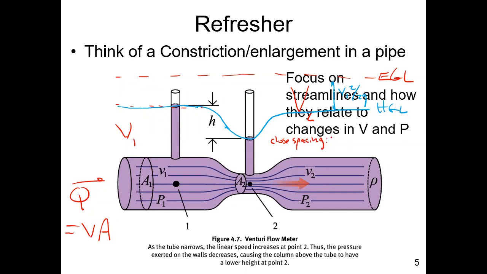What we have is high velocity and low pressure, and large spacing. We have low pressure, low velocity, and high pressure. And all that's happening here is you're converting one form of energy to the other. But again, I want you to focus on the streamlines, because that has everything to do with what we're going to talk about now in three dimensions.